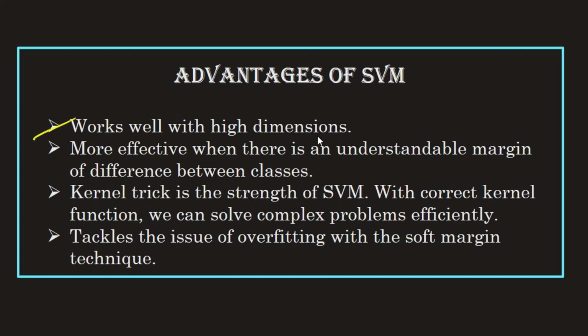Of course, it works well with high dimensions, which is really a good thing. Secondly, it will be more effective when there is an understandable margin of difference between classes. And I don't think I need to explain this further. We are already familiar with this concept, that why that margin is important. Kernel trick is the strength of SVM. With the correct kernel function, we can solve complex problems efficiently. Of course, we need to keep this thing always in mind. It tackles the issue of overfitting with the soft margin technique that we have already discussed so far.